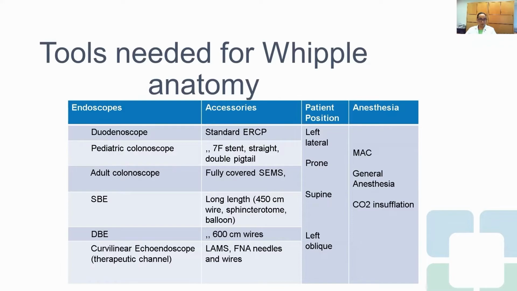So if you're starting with a duodenoscope, you can use all your standard ERCP accessories, but for pediatric and adult colonoscope, we talked about the channel size. For single balloon and double balloon, you really have to have long wire accessories. There are special longer length balloons and longer length sphincterotomes.